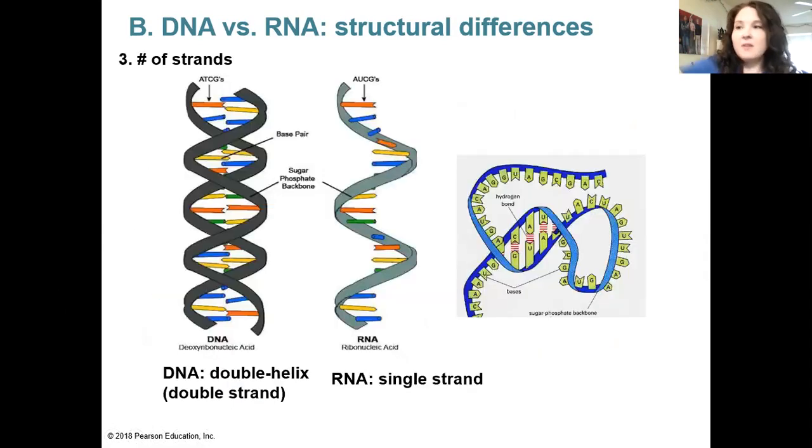All right, and the third difference is that the DNA molecule is made of 2 strands wrapped around each other like this, 2 helices. We call it a double helix. RNA only has 1 side. There's a single strand, so it's called a single helix. And this is because every RNA molecule is a copy of 1 side of the DNA.